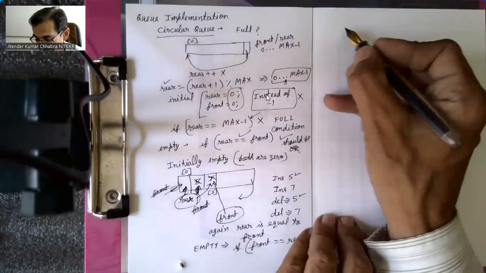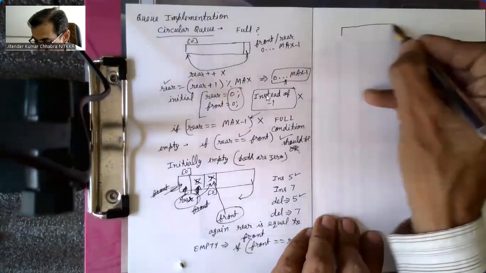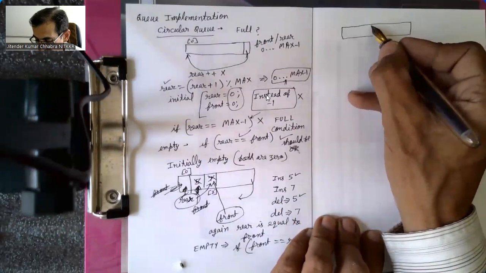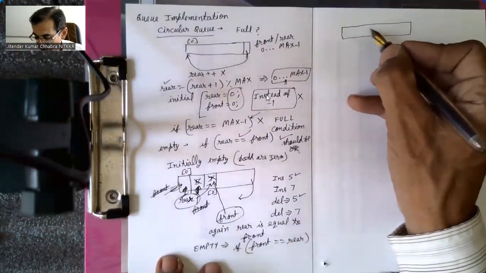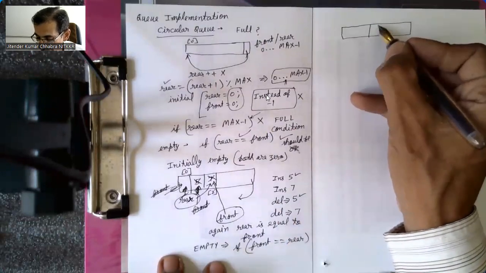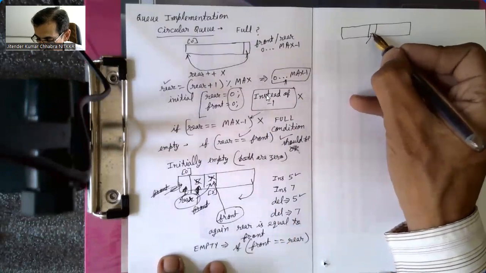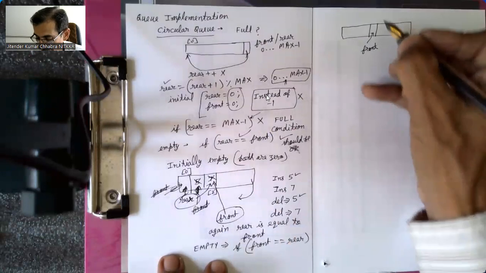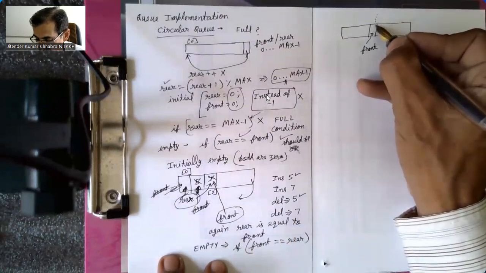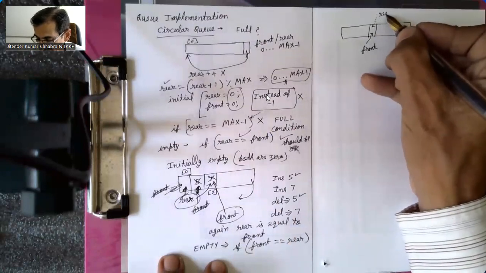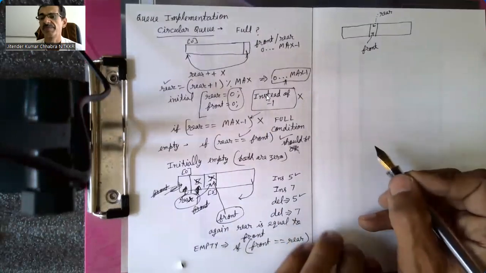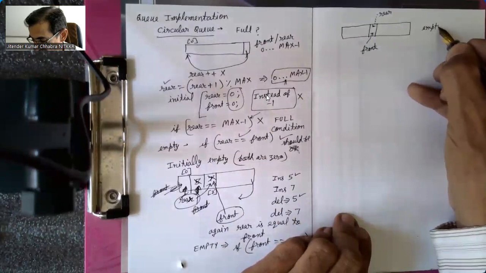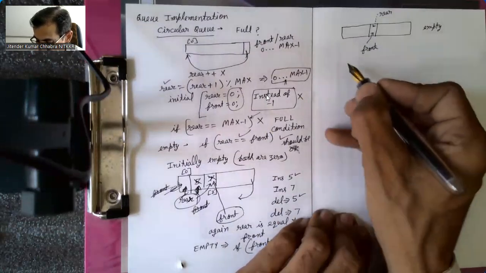But what about full? Of course, I need a replacement of rear versus max minus 1. So here there is a catch now. Assume that you have a queue like this. Let's say at some point of time, the queue was empty. So that empty meant your front was here, and your rear is also at present here. The queue is empty. Now what happens?